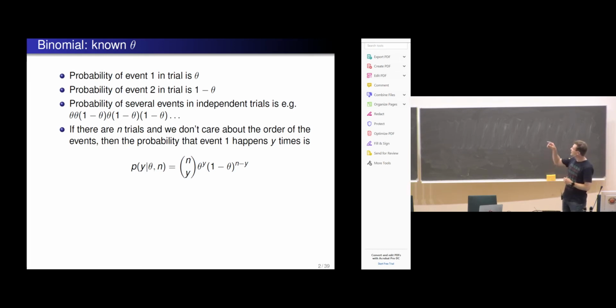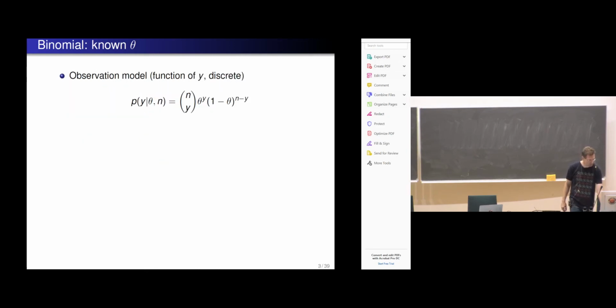And so we have theta exponentiated to y, combining all the theta terms in the product, and then 1 minus theta exponentiated to n minus y. And n is the total number of observations. And this is now the observation model. And this is discrete for y.